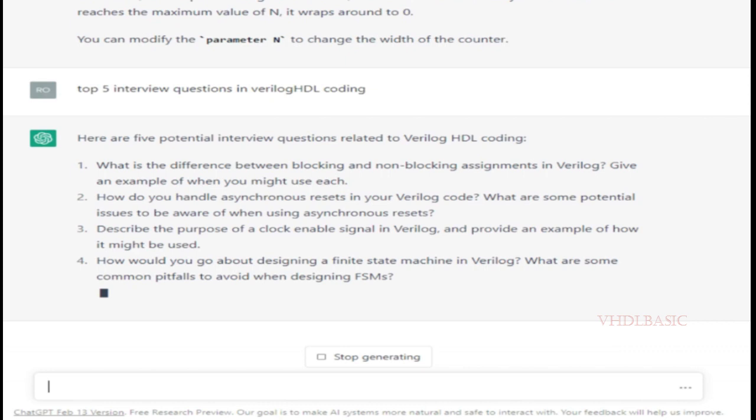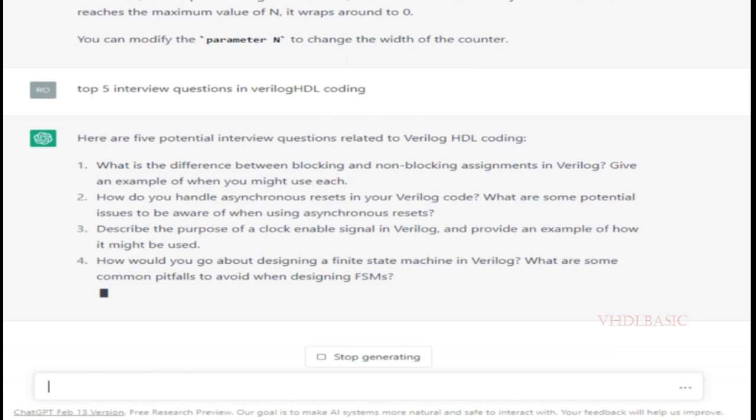Not properly encoding the states. The states of the FSM should be properly encoded to minimize the number of flip-flops and reduce the complexity of the design. By carefully considering these factors, and following best practices for FSM design, such as using clear naming and documenting the design, we can create robust and reliable FSMs in Verilog.